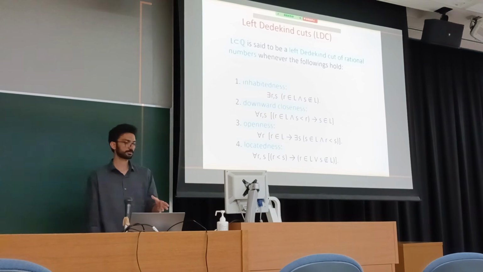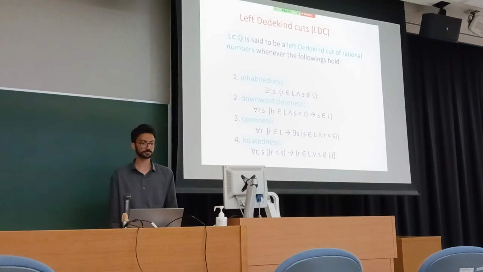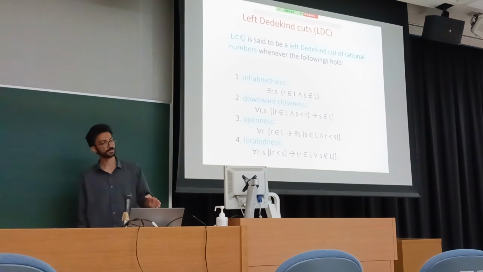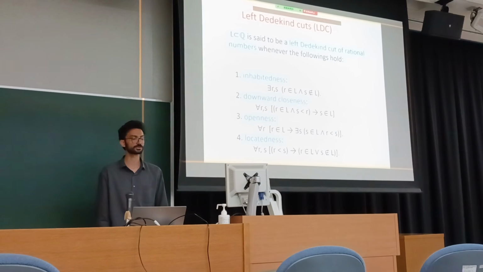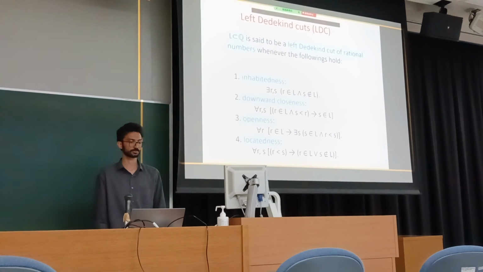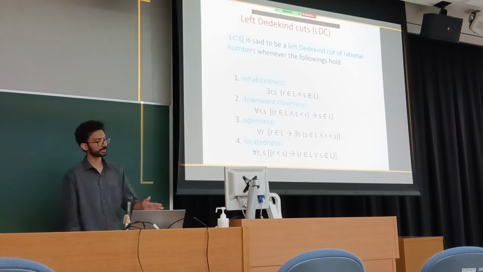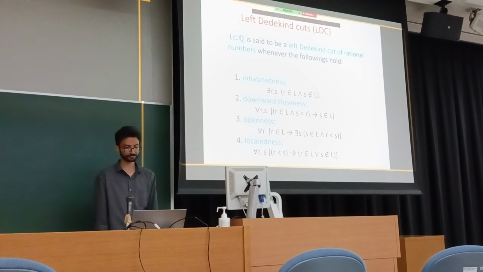As usual, we could define the left Dedekind cuts in HAS00. We define L, a subset of Q, to be a left Dedekind cut of rational numbers if it satisfies these four conditions: inhabitedness, downward closedness, openness, and locatedness.